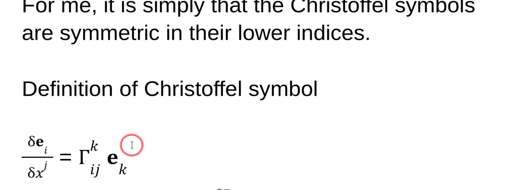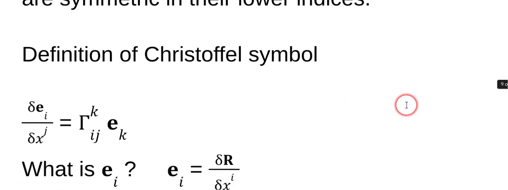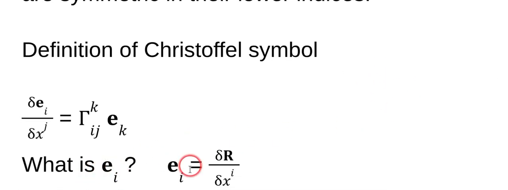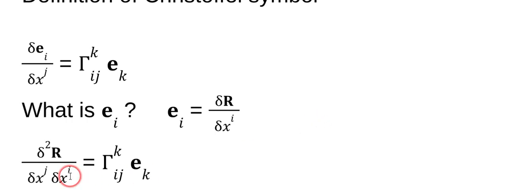We know the definition of the Christoffel symbols. It's the derivative of a basis vector with respect to a coordinate, which is itself a vector, which we can express as a linear combination of its components and basis vectors, okay? But what is a basis vector? Well, a basis vector is defined as the derivative of a position vector with respect to a coordinate. So if we put this right back in there, we get the second derivative of that position vector with respect to i first and then j is equal to this.